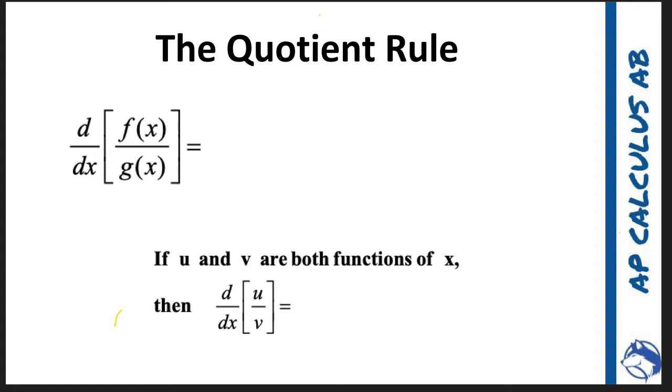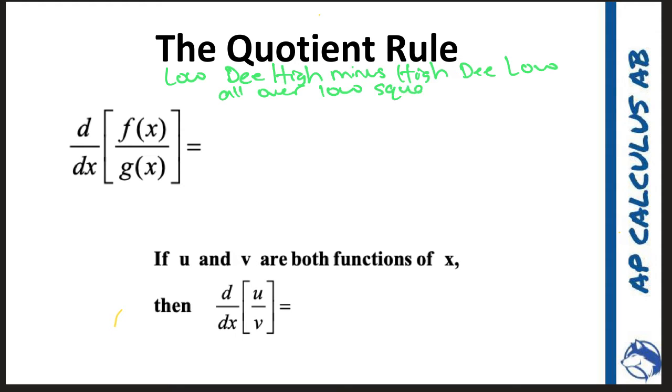So now we got the quotient rule. Something I want you to think of this entire time is that when you see something over something, it is low d high minus high d low, all over low squared. I learned this back in high school and I still remember it to this day: low d high minus high d low all over low squared.